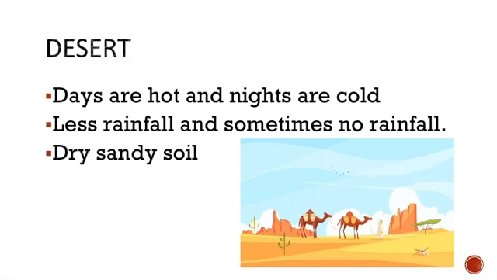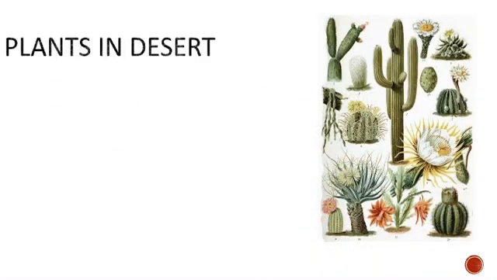The soil is dry and sandy, which does not support the growth of most plants, because most plants need wet soil, and sandy soil is very dry and does not hold a lot of water. Therefore the plants do not get a lot of water. So these dry sandy soils support only very limited plants in the desert. Now let us look at some of the plants which are seen in the desert.